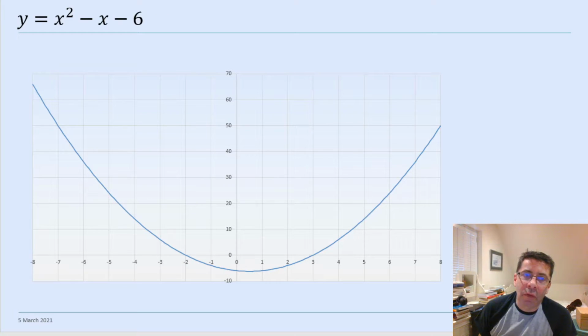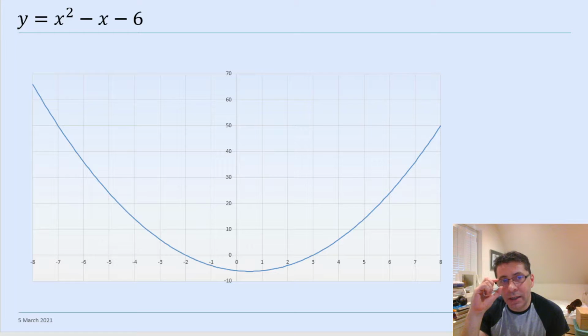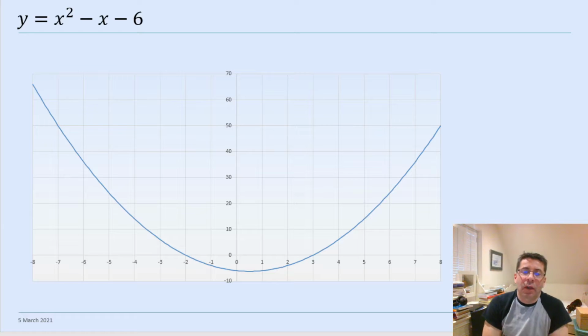So here's a graph of y equals x squared minus x minus 6. And the solutions to the equation x squared minus x minus 6 equals 0 are defined by the points where this graph crosses the x-axis, because at that point y equals 0. So in this particular graph we can see it's crossing the axis at x equals minus 2 and x equals plus 3, so those must be the solutions.